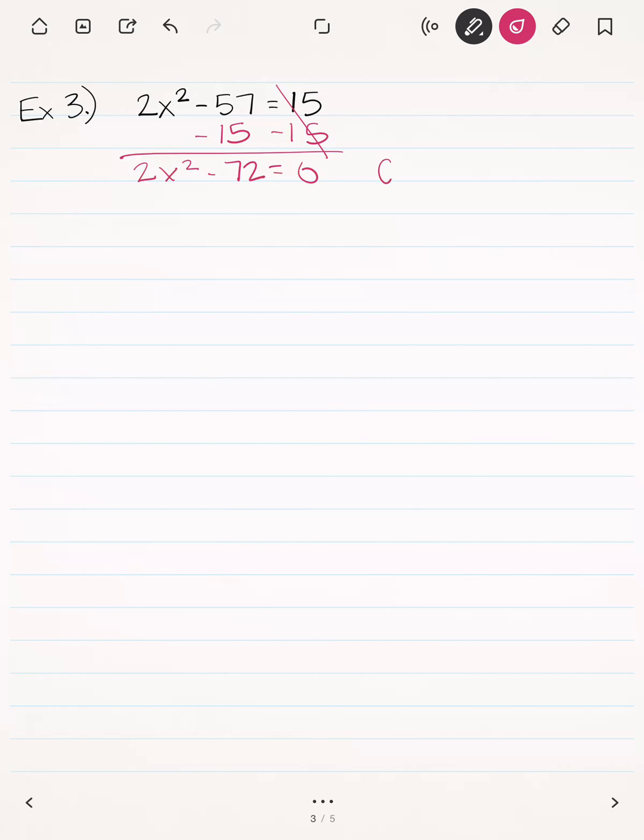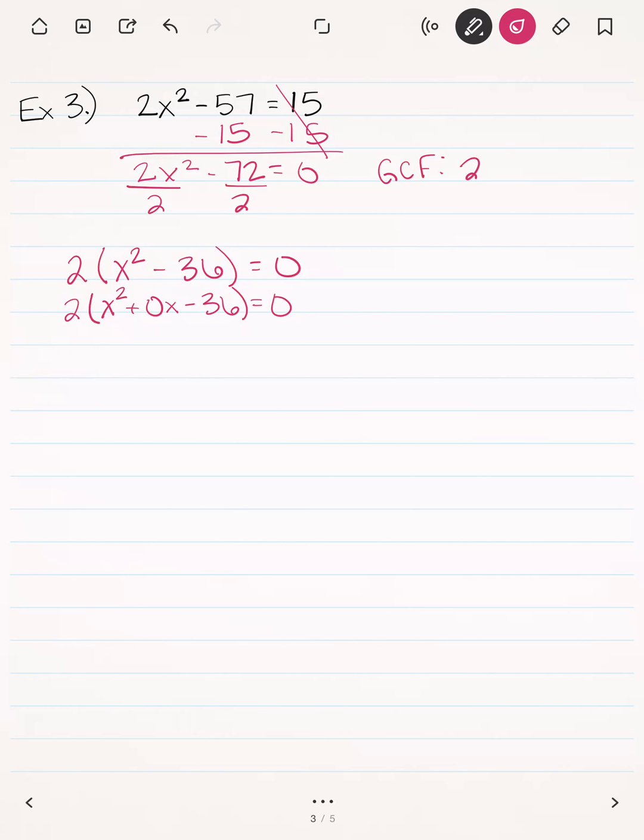Now I need to look for my GCF. So my GCF for this one is 2. So I divide everything by 2. Well, 2x squared divided by 2 is just an x squared. Negative 72 divided by 2 is a negative 36. And I set it equal to 0. Then I notice I'm missing my b term. So I'm going to add in a 0x so I can see it and factor like normal. x squared plus 0x minus 36 equals 0. So then I go straight to the x in the box.